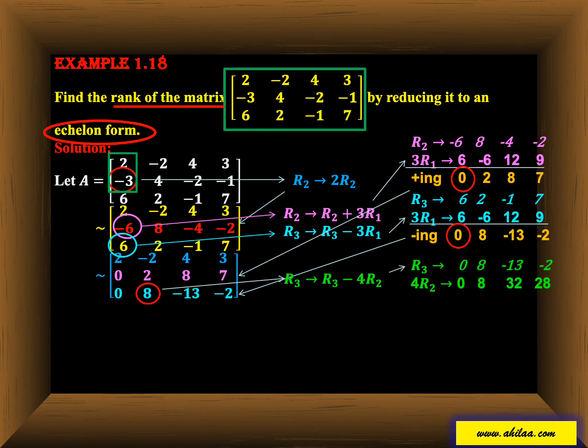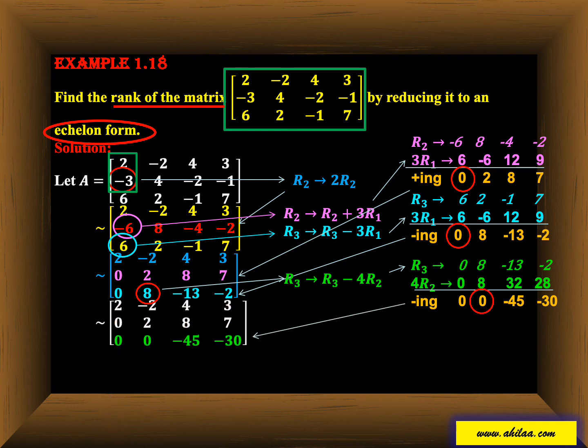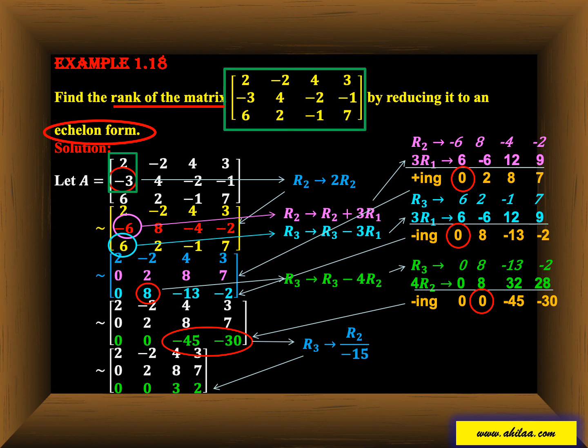Now R3 values are like this. Take the 4 R2 values. Subtract. You get the values 0, 0, minus 45, minus 30. Ensure that A32 is 0. Now I see the third row is getting values divisible by 15, so I can divide the R3 values by minus 15 to make it simple. It is not necessary. So R3 goes to R3 by minus 15. The third row goes as 0, 0, 3, 2.